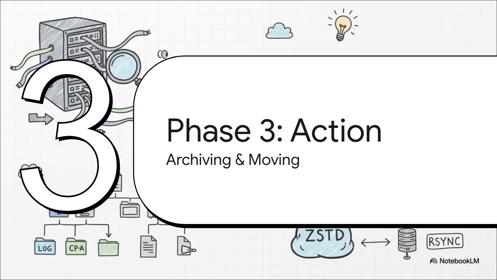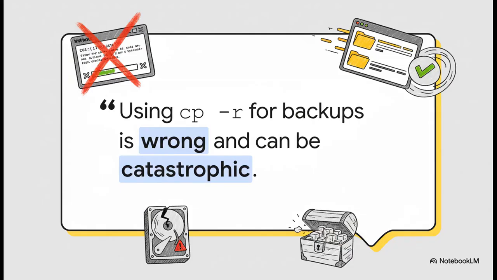So, we've analyzed the disk with GDU, we've found our target files with find, now it's time for the final phase, taking action. This is where we package, compress, and move those files, and we're going to do it safely and efficiently. I want you to really let this next point sink in. Using cp -r for backups is just plain wrong, and honestly, it can be catastrophic.